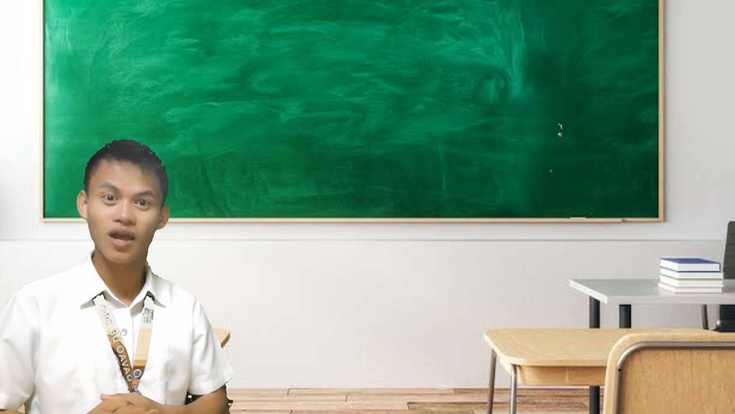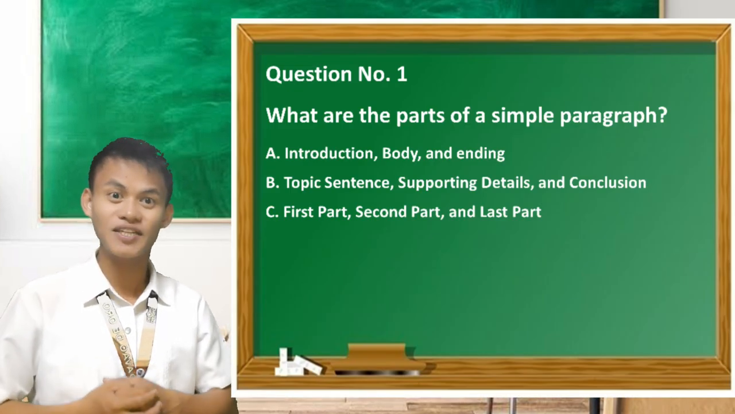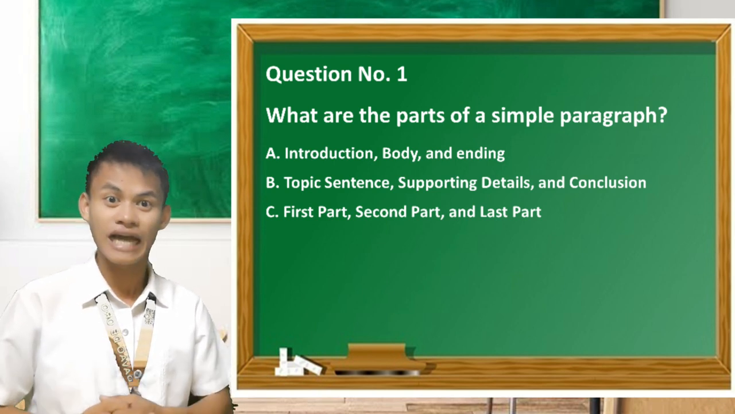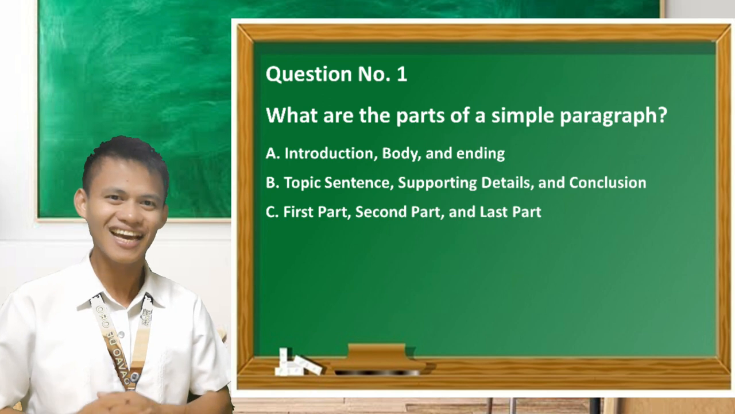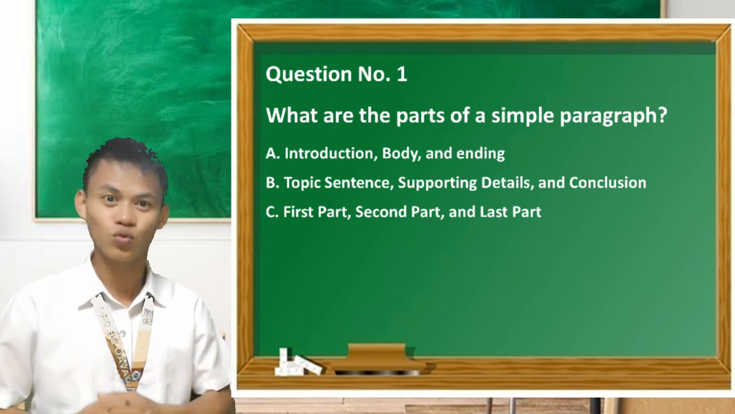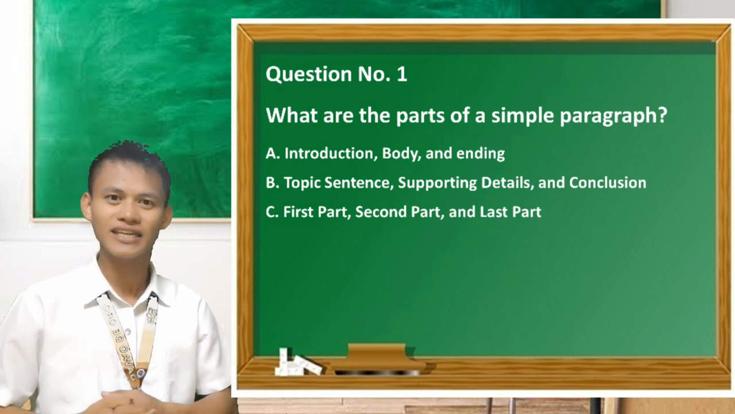Question number 1. What are the parts of a simple paragraph? Letter A. Introduction, body, and ending. Letter B, topic sentence, supporting details, and conclusion. Letter C, first part, second part, and last part.